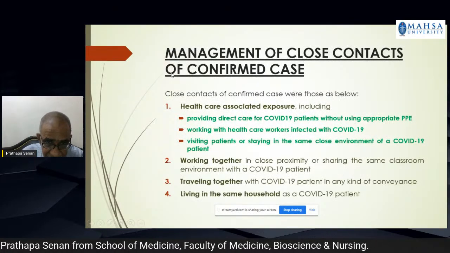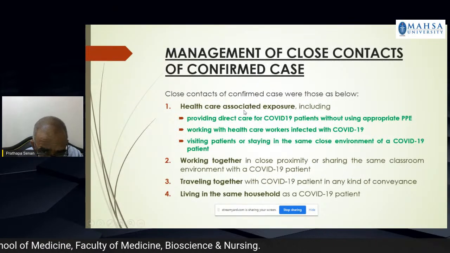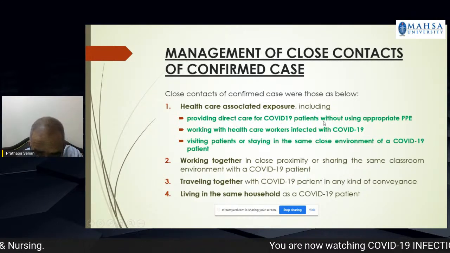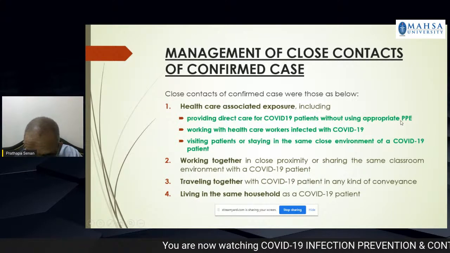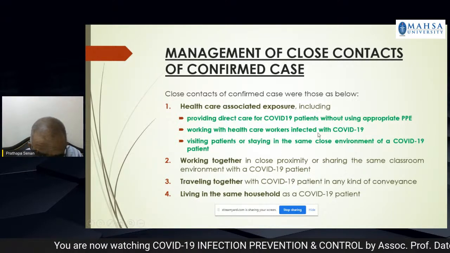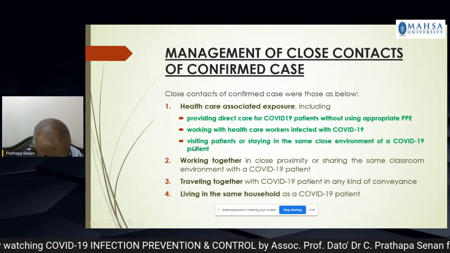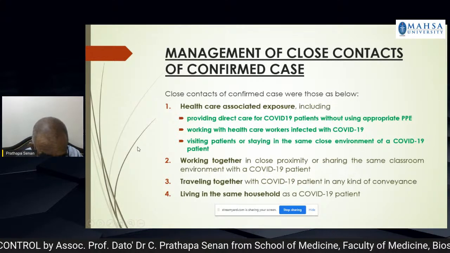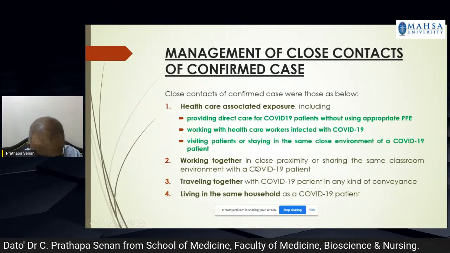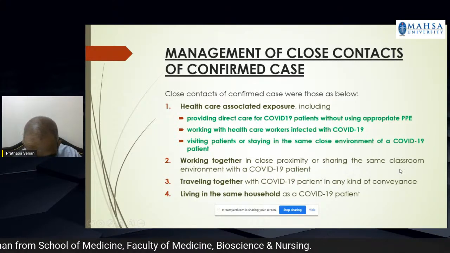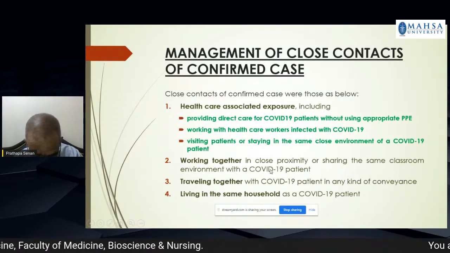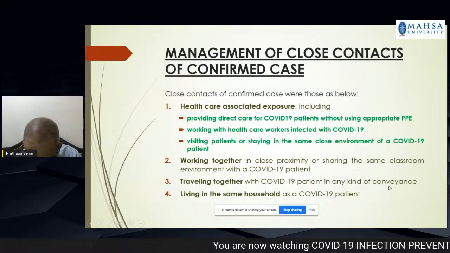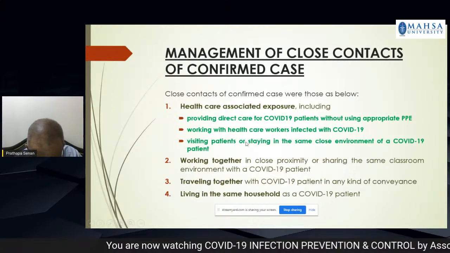Management of close contacts of a confirmed case: healthcare associated exposure, including providing direct care for COVID-19 patients without using appropriate PPE, working with healthcare workers infected with COVID, visiting patients or staying in the same closed environment of a COVID-19 patient, working together in close proximity or sharing the same classroom environment with the COVID-19 patient, traveling together in any conveyance, living in the same household.